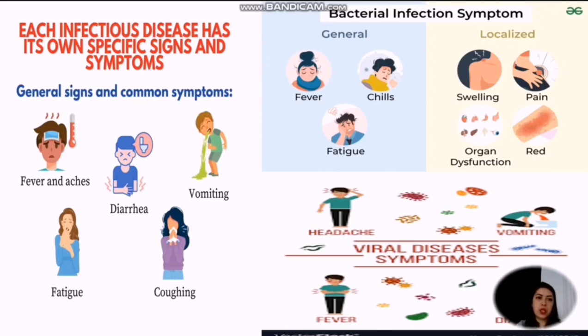Each infectious disease has its own specific symptoms and signs. For example, general symptoms for infectious diseases are vomiting, coughing, fatigue, headache, diarrhea, high temperature, and aches. When we see bacterial infections, there can be organ dysfunctions, rash, red rash, pain, swelling, chills, and fever.